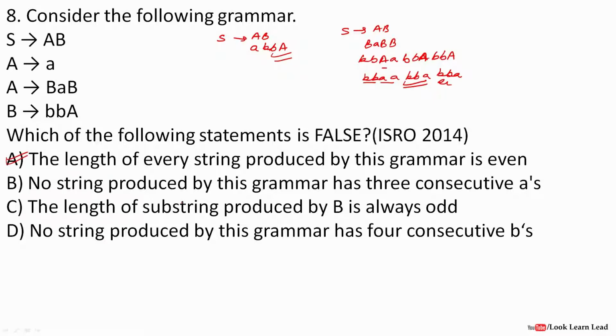No string produced by this grammar has 3 consecutive A's. Okay, here also see we don't have 3 consecutive A's. We have 2 A's, 1 A's, but we don't have 3 consecutive A's. So this is also true.